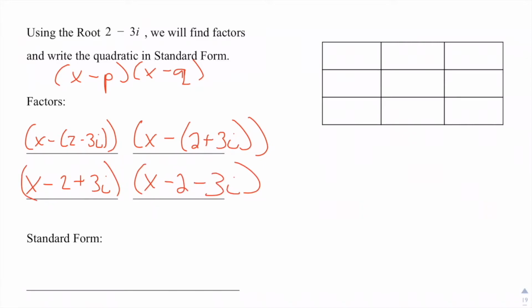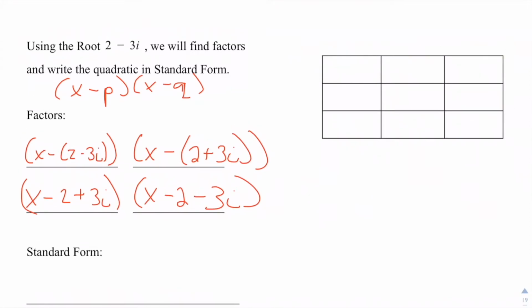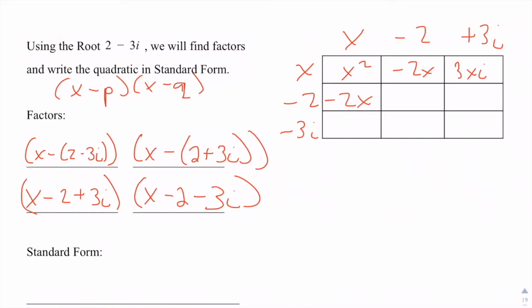And we can use the Punnett square here to put this in the standard form, and we want to use each term, so we need a 3 by 3 Punnett square. So we have x minus 2 plus 3i here, and we have x minus 2 minus 3i here, and we get x squared, we get negative 2x, we get positive 3xi, we get negative 2x, we get positive 4, we get negative 6i, we get negative 3xi, we get positive 6i, and we get negative 9i squared.